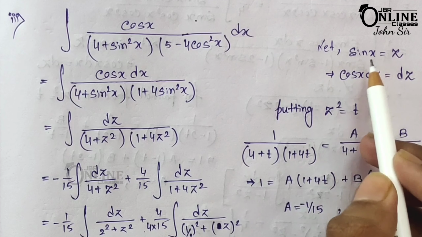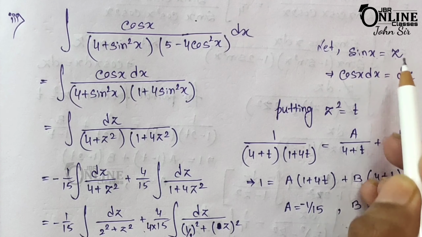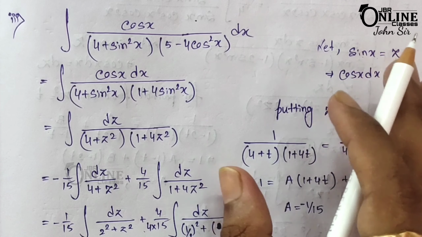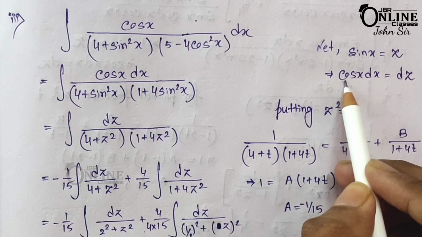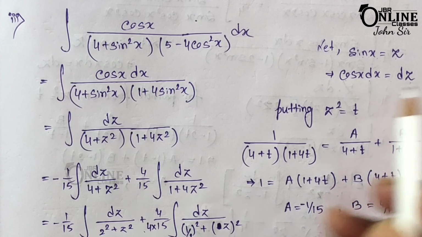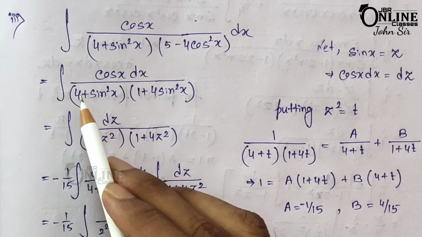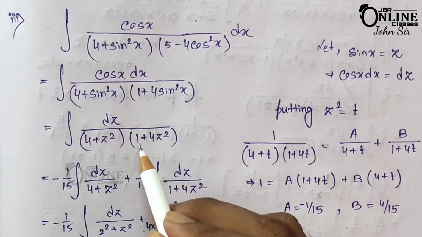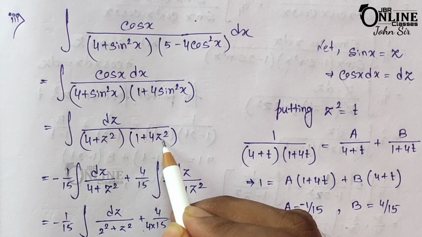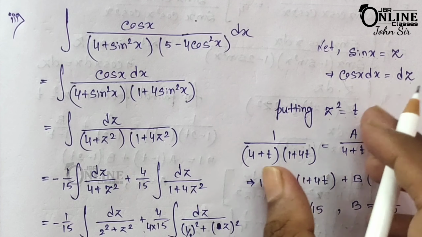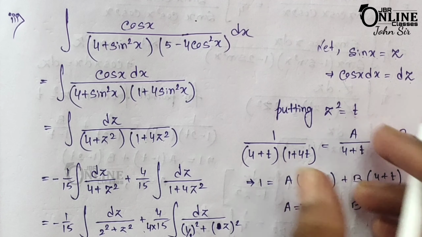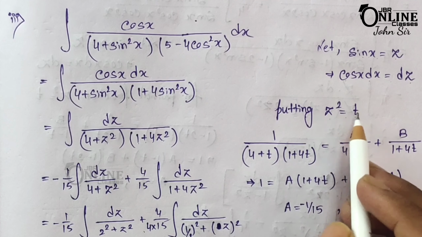Now let sin x equal to z. Okay, now this is the substitution, not the partial fraction. So here sin x equals z, that means cos x dx equals dz. So you can write down here dz, and this one 4 plus z square times 1 plus 4z square. Now here putting z square equal to t. Now this is for the partial fraction.